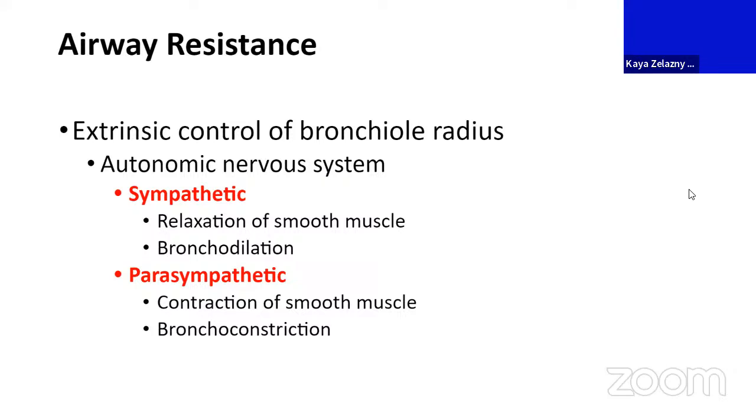All right. So in terms of our extrinsic control of our bronchiolar radius, we are mostly thinking about our autonomic nervous system, right? So the autonomic nervous system is our contrast to the somatic part of the nervous system. These are all branches going out towards muscle, specifically autonomics, one of their effector organs, that smooth muscle. We break ourselves into two branches, our sympathetic, our fight or flight part of the autonomic nervous system, and our parasympathetic, that rest or digest part.